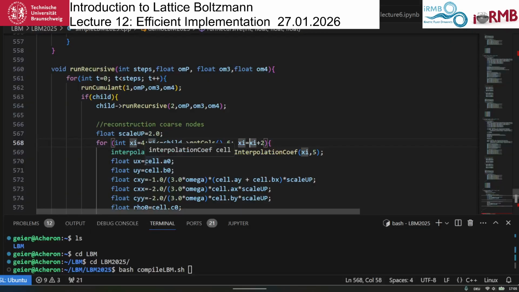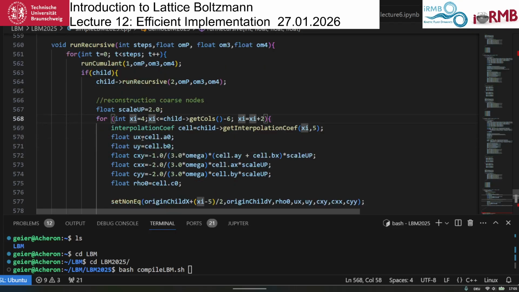Then we get the cell. Now, very important: if this here is a 4, then the other direction is of course also 4. We have to be very careful. If we make one mistake, nothing will work.